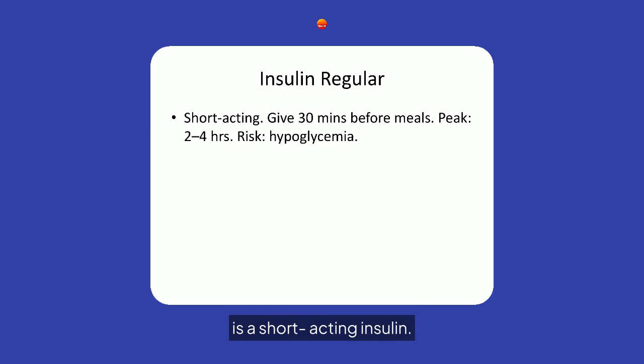Regular insulin is a short-acting insulin. Administer 30 minutes before meals. It peaks in 2 to 4 hours. Be vigilant for hypoglycemia as a potential risk.